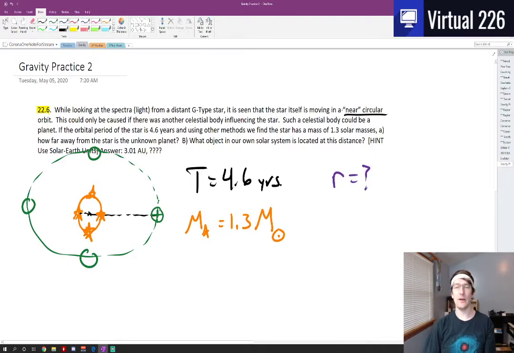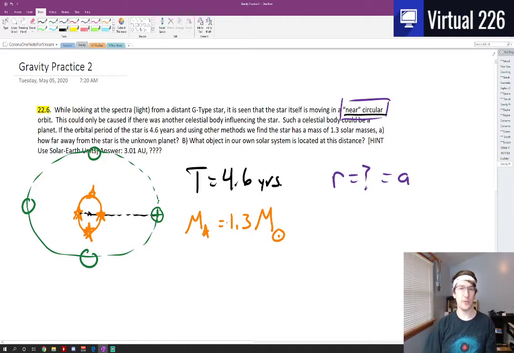And if we thought of this as an ellipse, if this wasn't a perfectly circular orbit, we could say this is like the semi-major axis. That would work as well. But if it's a near circular orbit, we could think about it as just a radius. But a semi-major axis for an ellipse is technically more appropriate. Now, if we look at what we have here, we have a period. We're looking for orbital radii, or orbital semi-major axis, and we have masses here.